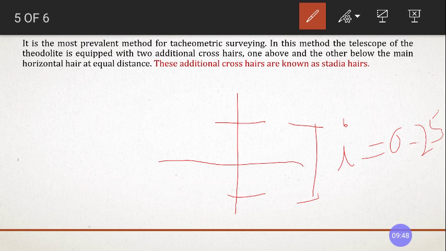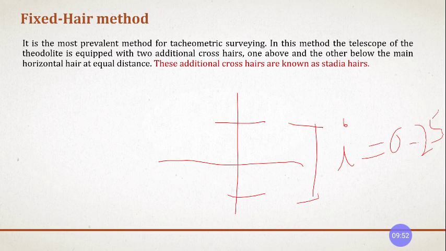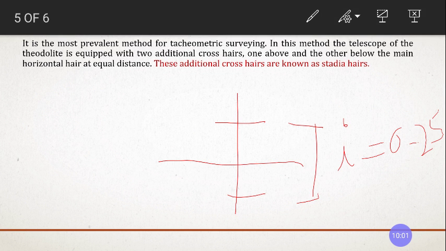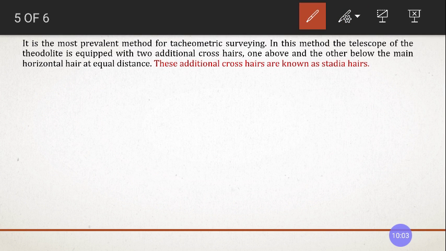So it is fixed, right? You can't change it. So in that case, it is called the fixed hair method. These additional crosshairs are known as stadia hairs. The additional crosshairs are called stadia hairs.